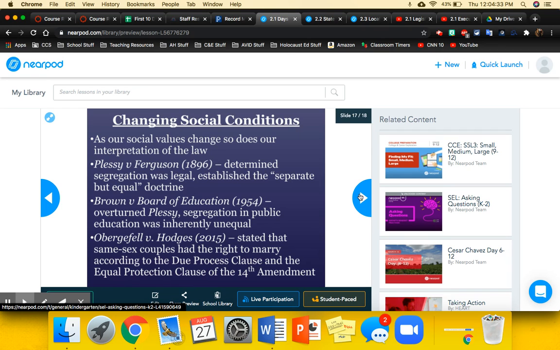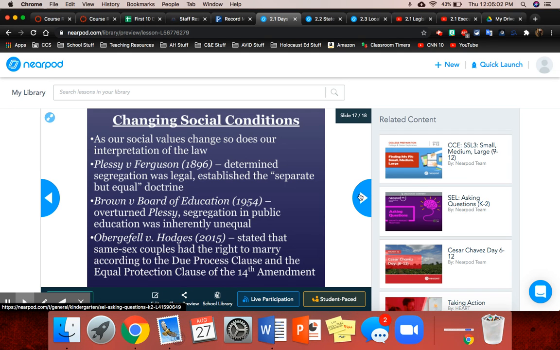And Brown versus Board of Education, which nearly 60 years later, overturned that court decision and said that segregation is inherently unequal. You cannot separate people based on their race and claim that that's treating them equally. The most recent example is Obergefell versus Hodges, which states that same-sex couples absolutely have the right to marry according to the Due Process Clause and the Equal Protection Clause of the 14th Amendment, right? That was a big deal because that was only 5 years ago, and that made same-sex marriage legal in the entire country.